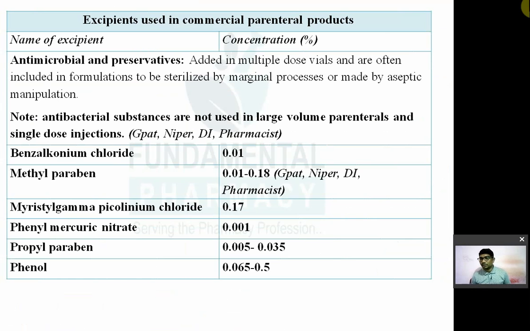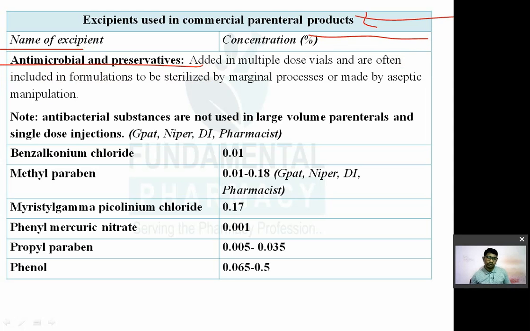Along with your drug and vehicle, you are using some excipients. So what are the excipients? We'll see what kinds of additives, diluents, antibacterial agents, preservatives, stabilizers, chelating agents, and antioxidants are used. Here are the names of the excipients and their concentrations. First, antimicrobial agents or preservatives.